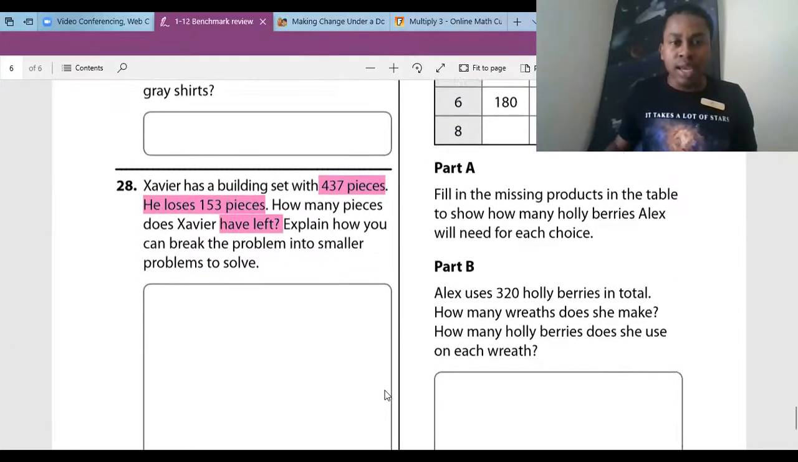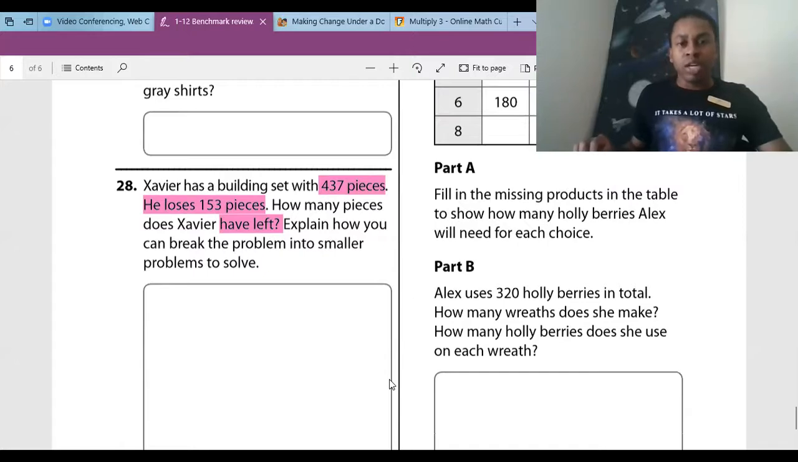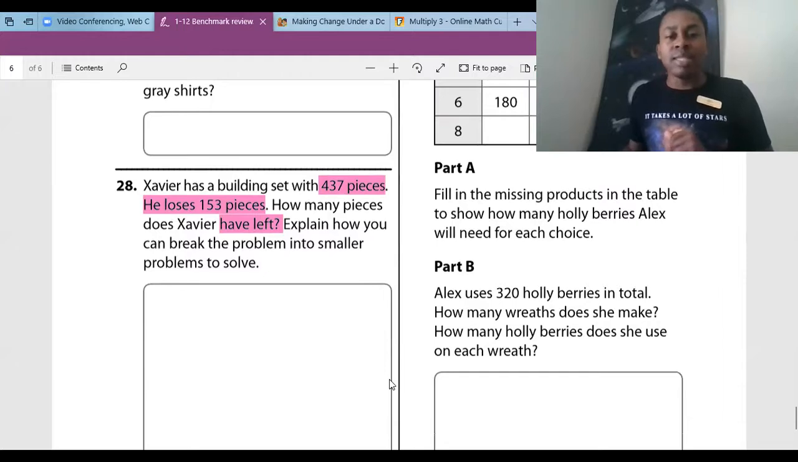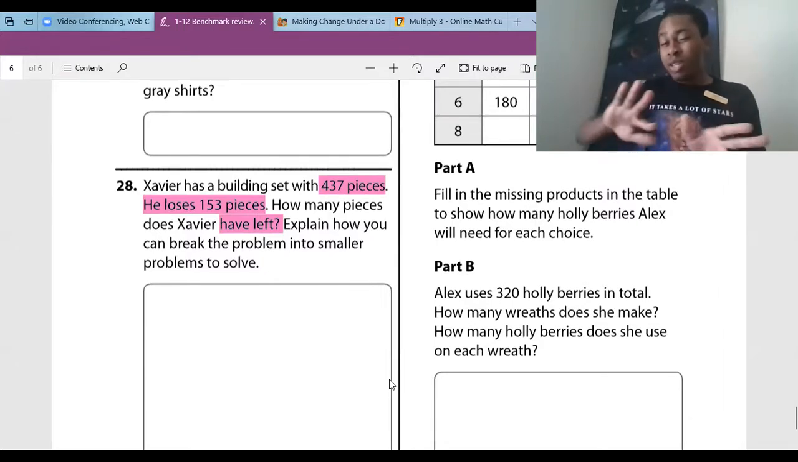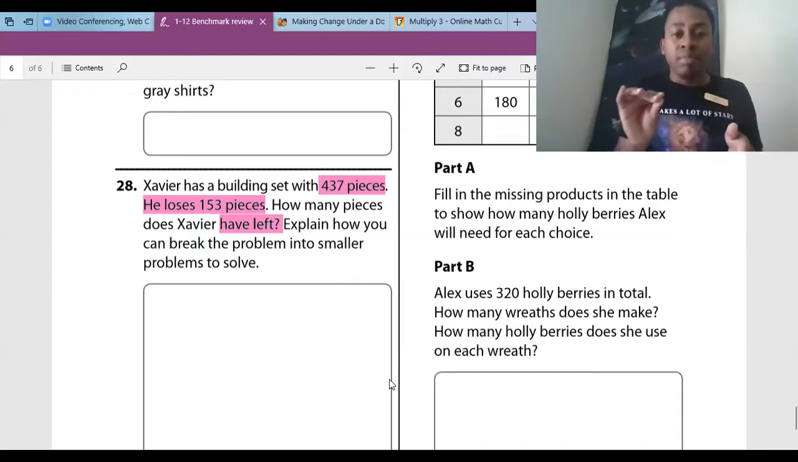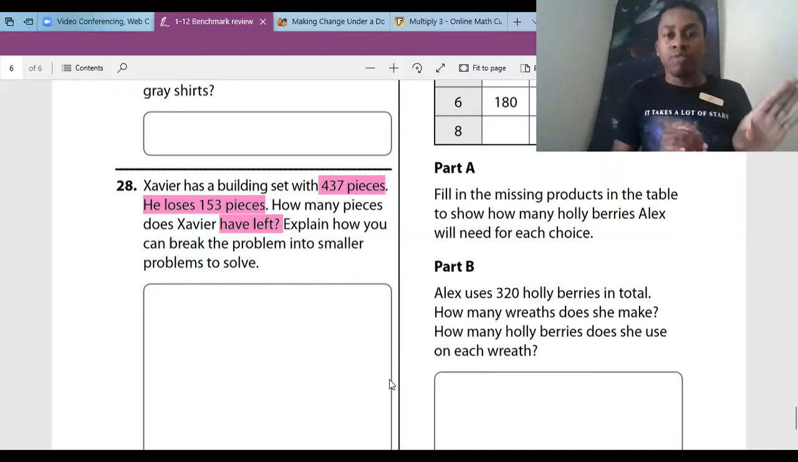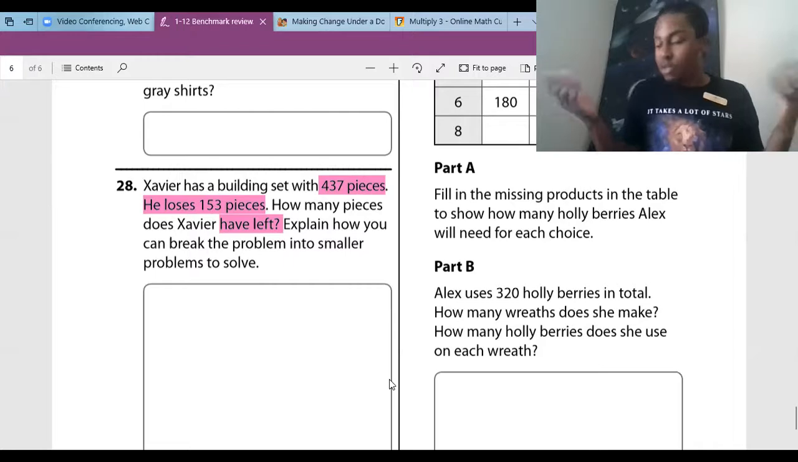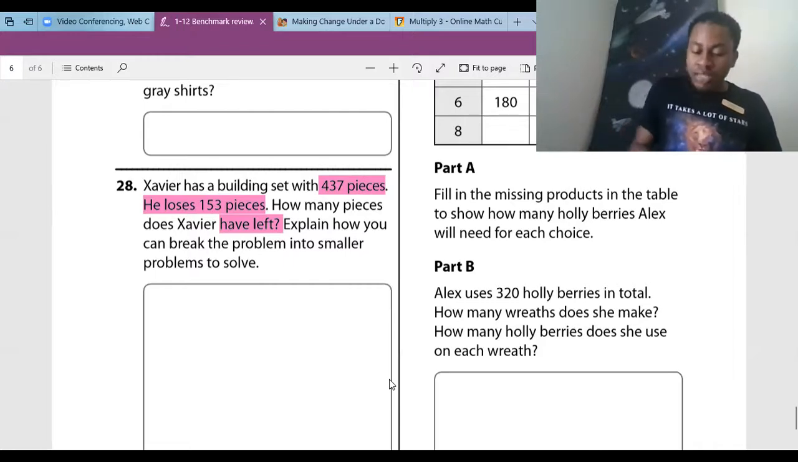Moving to 28. It says Xavier has a building set with 437 pieces. He loses 153 pieces. How many pieces does Xavier have left? That keyword left is telling us something. It says explain how you can break the problem into smaller problems to solve. We're not going to really focus on that. We're going to focus on the word problem itself. It says 437 pieces. He loses 153 of them. How many are left? Okay, so clearly we're going to do subtraction.